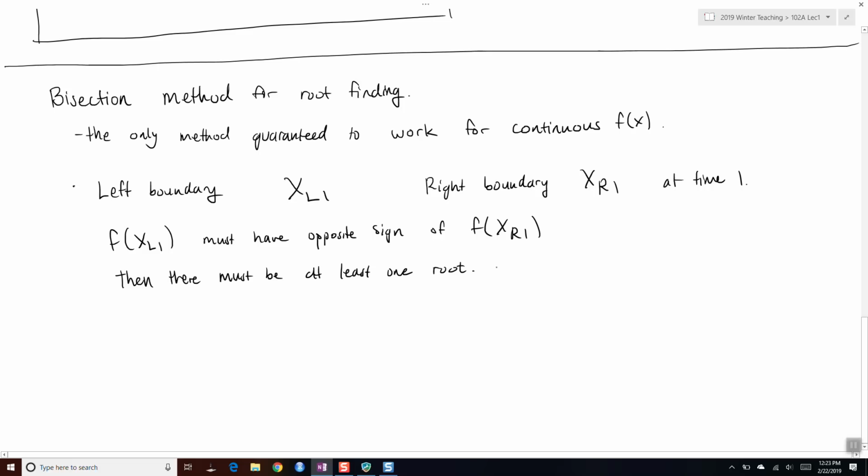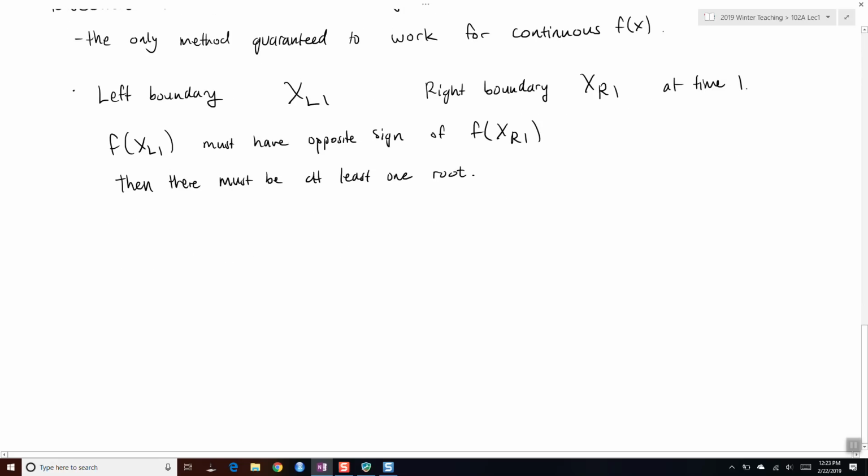Okay. Now, like all of these other computational methods, depending on your starting point, it might converge to different locations, different solutions. And so this was guaranteed to find at least one of the roots.